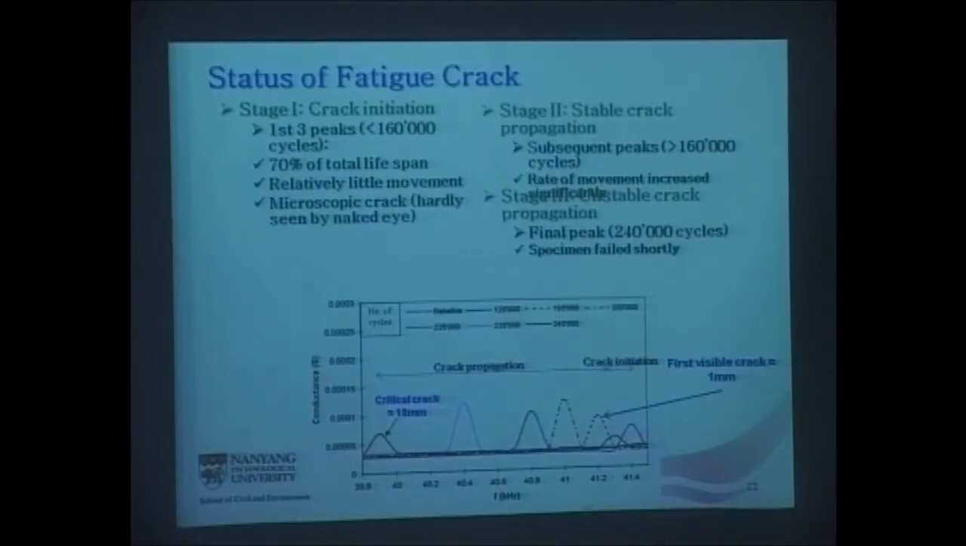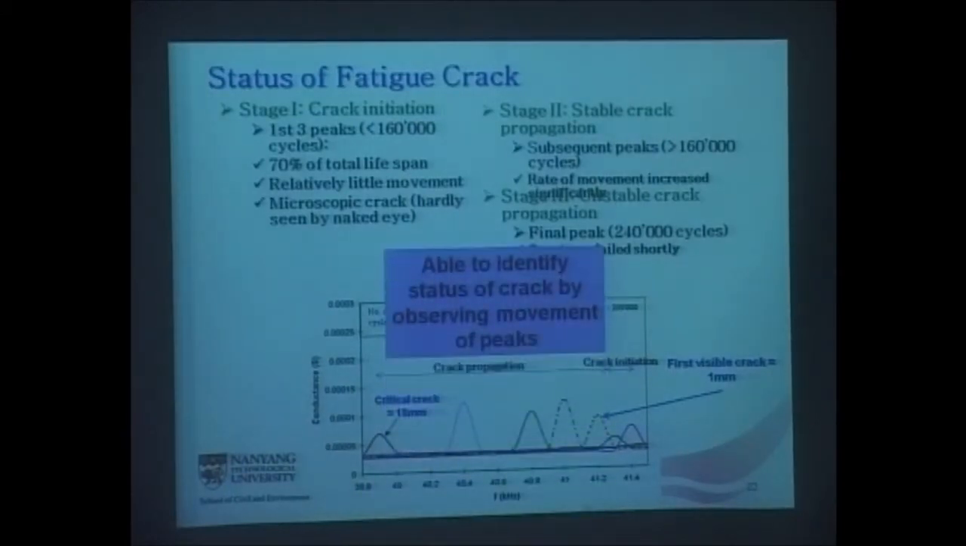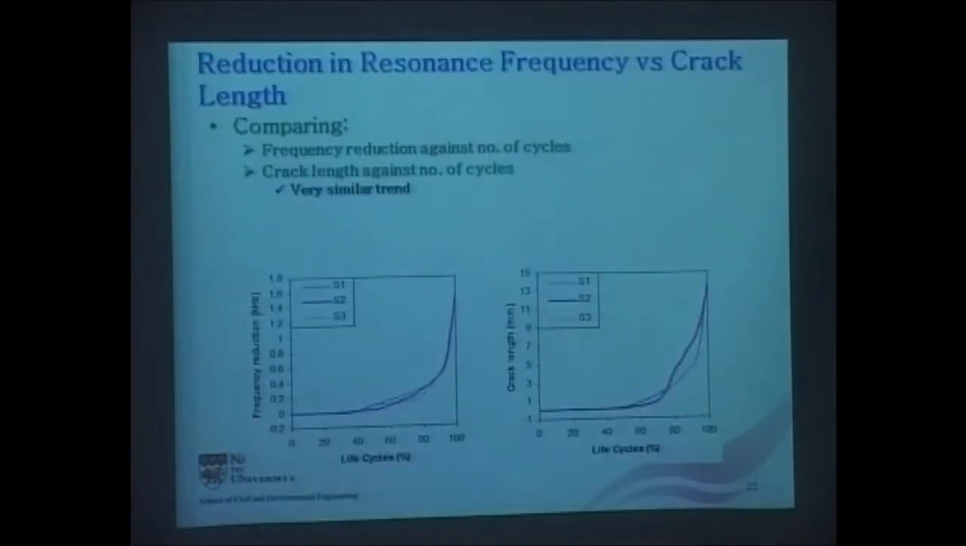Experimentally, what we can show is that we are able to identify the cells of crack by observing the movement of the peak. From here, we can do our prediction. We can draw the frequency reductions versus cycles, and the crack length versus cycles. You see the close correlations between them. So from the reductions in this EMI output, we can actually predict the crack length.